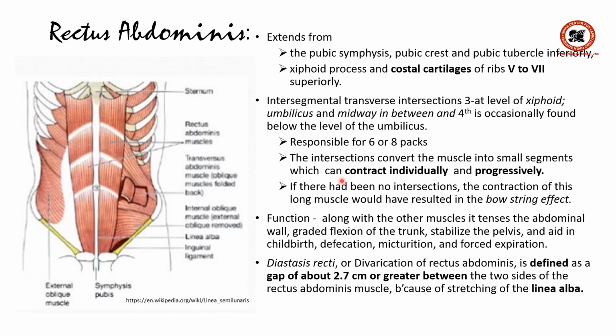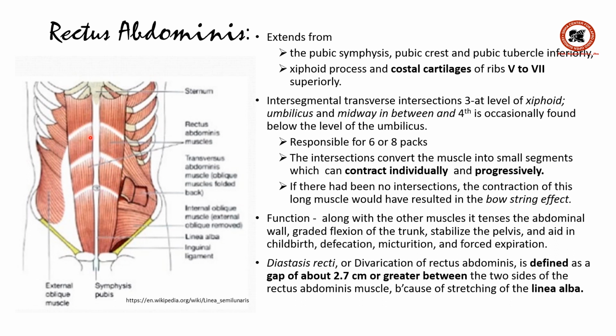Now, let's talk about the rectus abdominis. This is the only vertical abdominal muscle along with the pyramidalis, and it is converted into either 4 or 5 segments on each side depending upon the interstices. These are the fibrous intersections which convert it into small muscles, and these small muscles contract individually and progressively, and they obviate the bowstring effect of a long muscle.